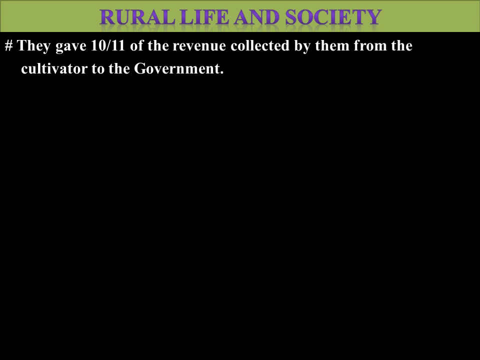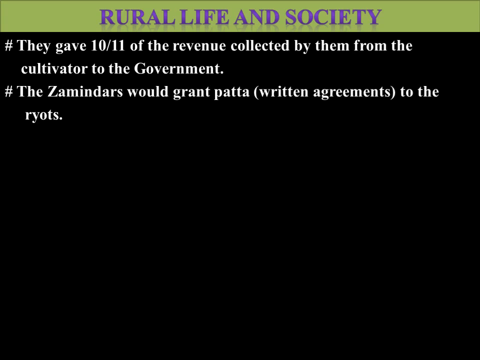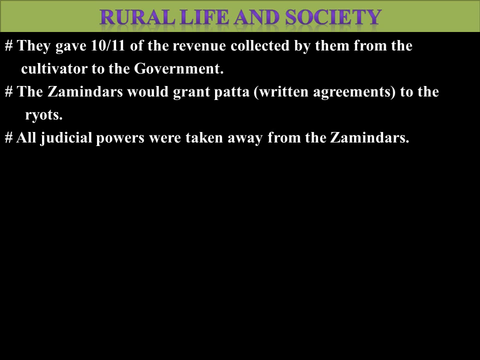Another salient feature of the Permanent Settlement is that they gave 10/11 of the revenue collected by them from the cultivators to the government. The Zamindars would grant a patta, a right in agreement, to the ryots. The ryots became tenants since they were considered the tillers of the soil. All the judicial powers were taken away from the Zamindars.